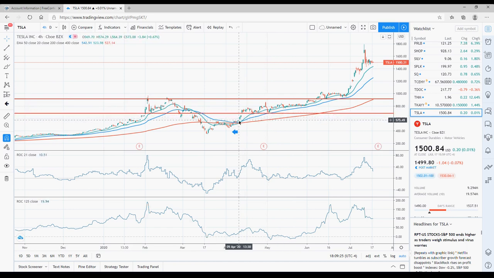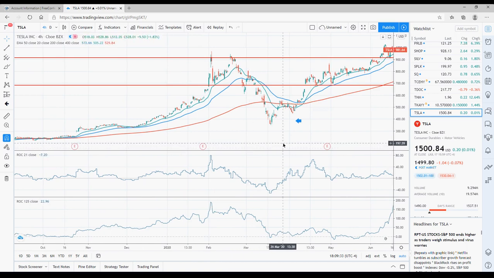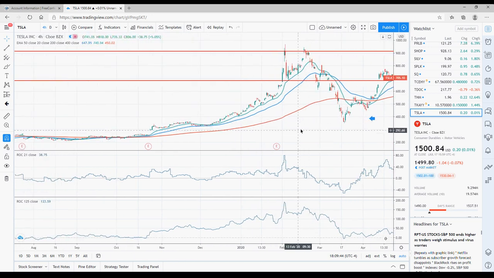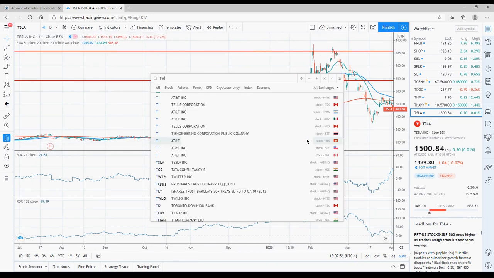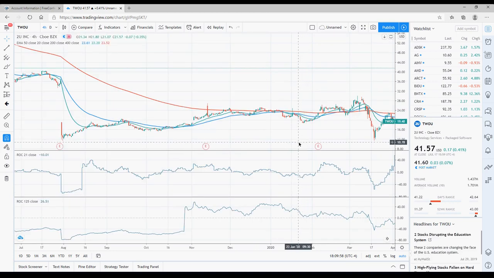The time before that was here at 554. The time before that, if you could have bought Tesla, was around this point, when the rate of change turned positive here at 500. And way before that, the rate of change turned positive around December 13th, December 10th, that week. Let's look at some of the other stocks. TWOU.